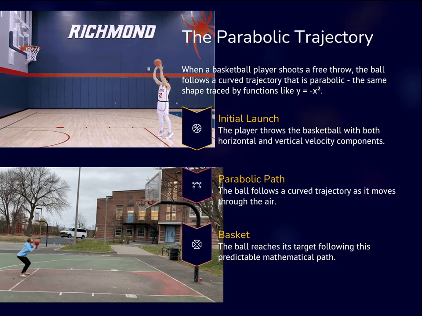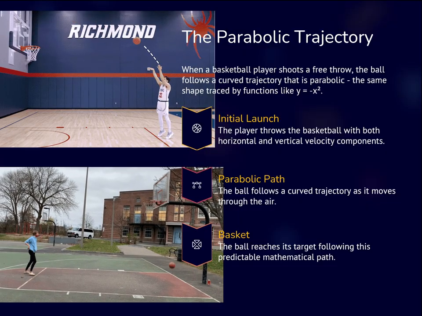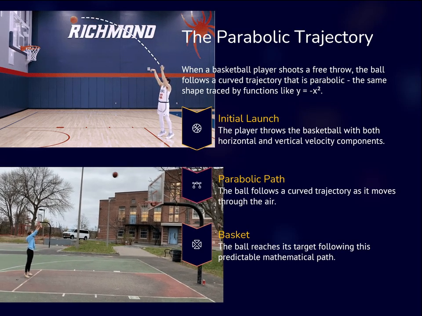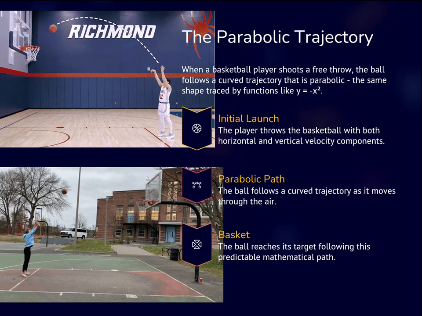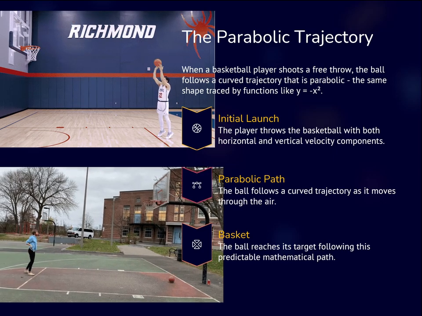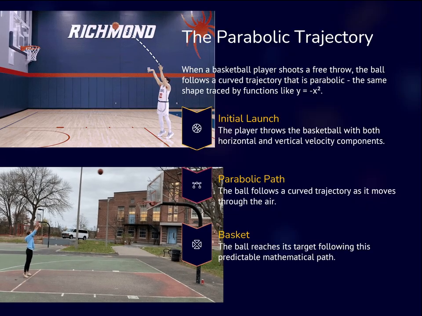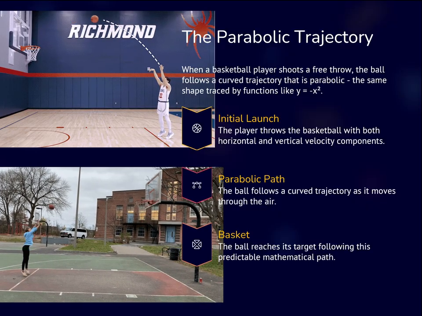Because the object is moving both horizontally and vertically, and those two components interact in a very specific way, it creates this parabolic motion. So let's break down the motion step by step using the example of a basketball shot. Or you can imagine a parkour jump if you'd like.